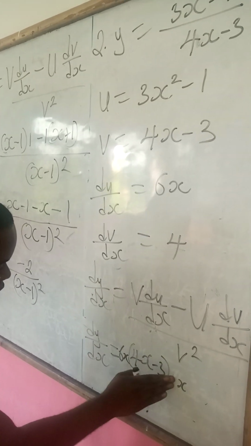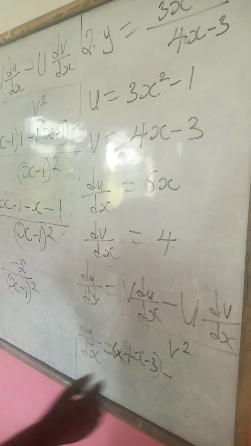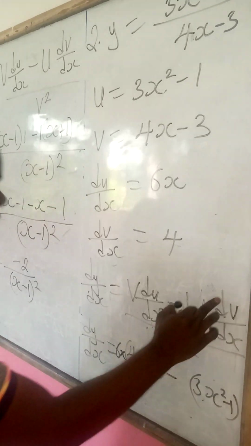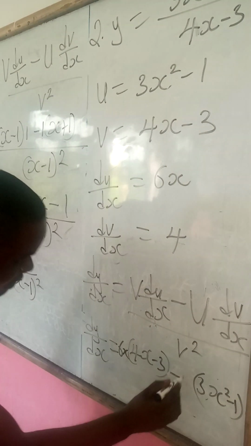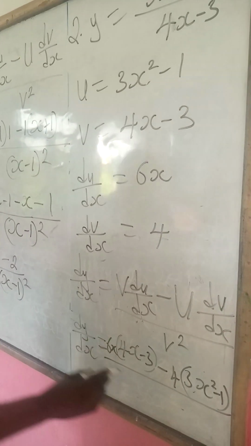You can rub out this one. It's still the same thing. Then what of u? u is 3x squared minus 1. And what is our dv/dx? dv/dx is 4. Let it be here, just like what I told you. All divided by v squared. What's v?